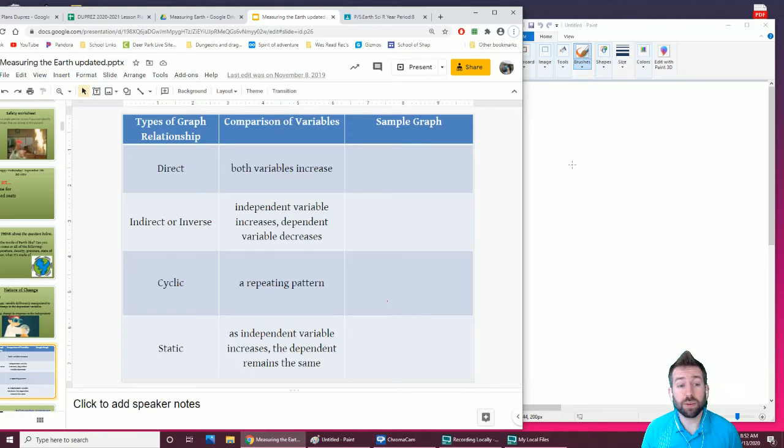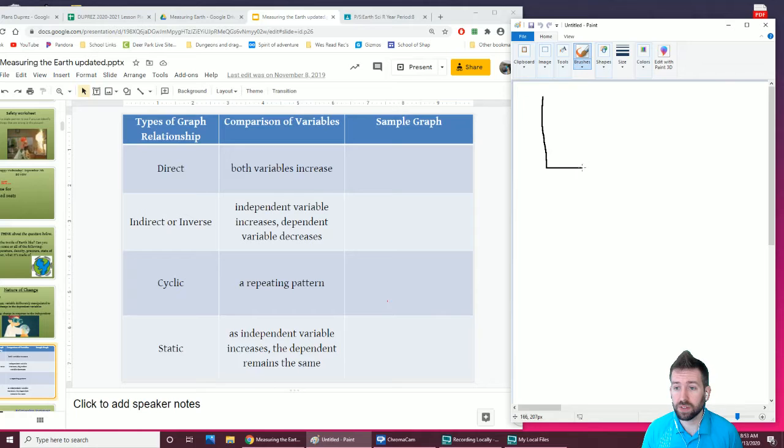Now we're going to take a look at some of the different types of graphs. So you should have in your guided notes a chart that looks similar to what I'm showing here on the left. So types of graph relationship. So we've got the word direct, where both variables increase. I'm just going to doodle a little bit in Paint to show you what that looks like. So if this is our axis, or our axes, right, here's your x, and here's your y. If both are increasing, the graph will look like this. So that would be a direct relationship.